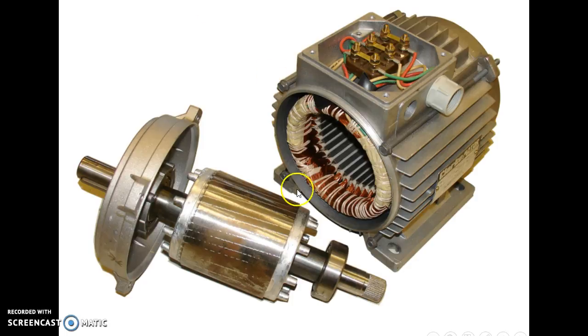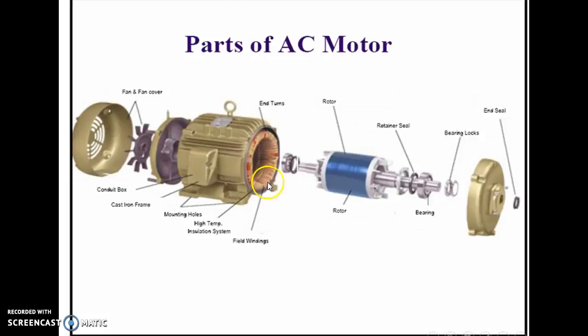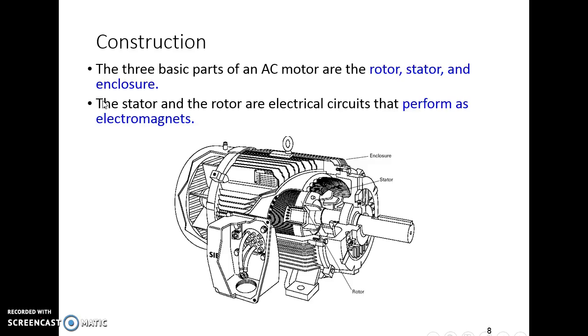And this is the physical view of the three-phase induction motor. You can see the parts of an AC motor. So this is the end seal, and this is the bearing locks, and this is the bearing, and this is the retainer shield, and this one is the rotor, and this one is the field winding, this one is the high temp insulation system, and this one is the mounting holes, and this one is the cast iron frame, and this one is the conduit box, and this one is the frame, and this one is the end turns, and this one is the fan, and this one is the fan cover.